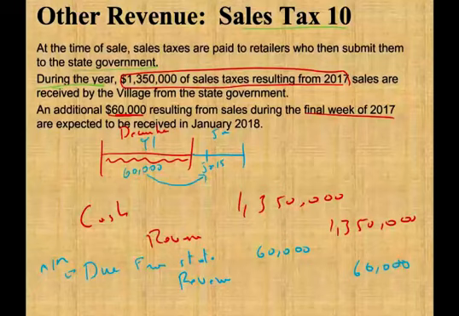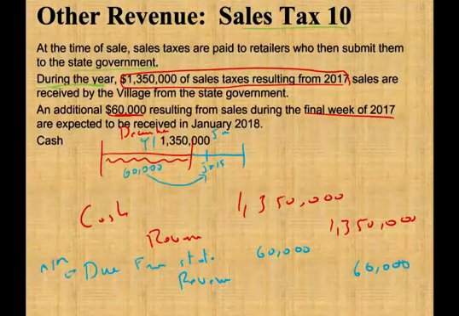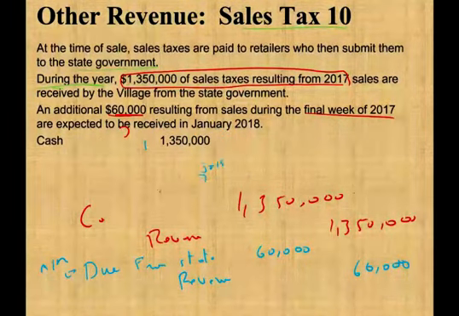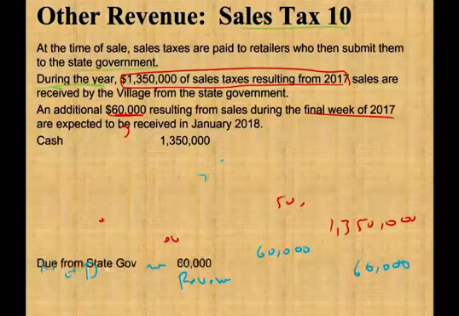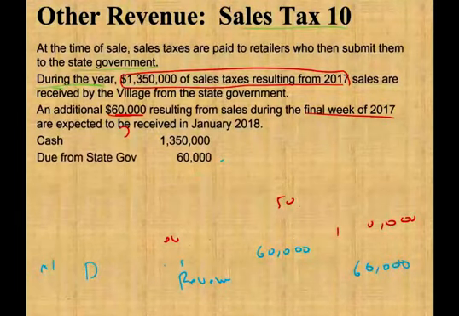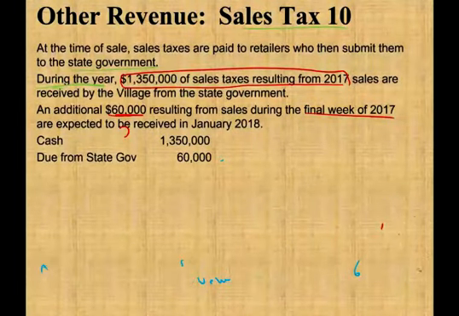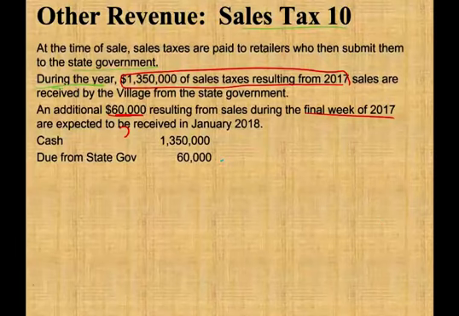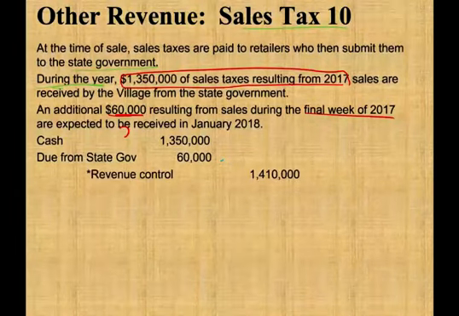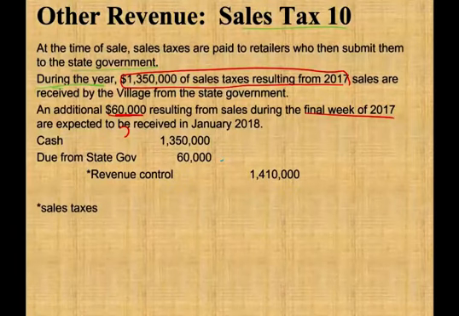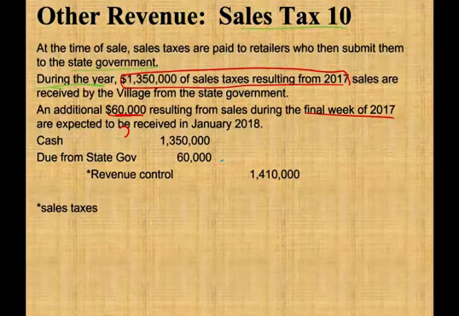Okay. So let's look at the journal entry. The cash that we received is 1,350,000. Now I'm going to combine those two entries. Due from the state government is 60,000, and this is for the money that the merchant collected in December, which is going to be submitted to the state government in January, which the state government will send us within 60 days of the beginning of the year. And our revenue is $1,410,000. And what type of revenue is this? This is sales tax revenue. So this is another source of revenue.